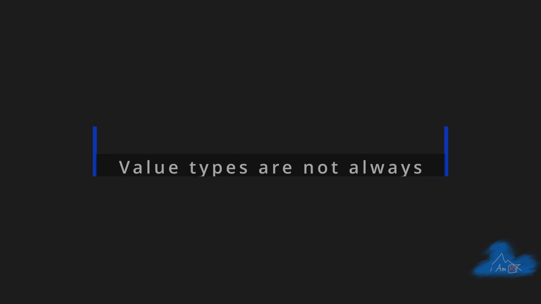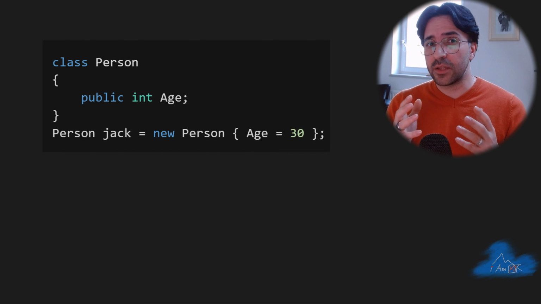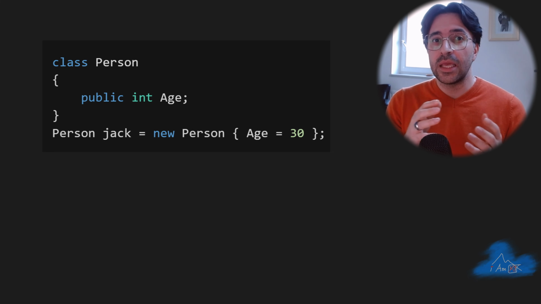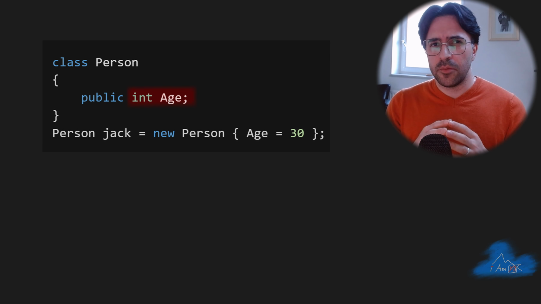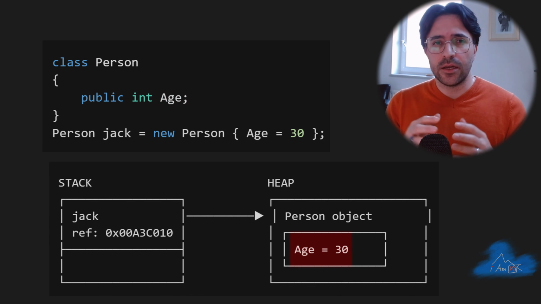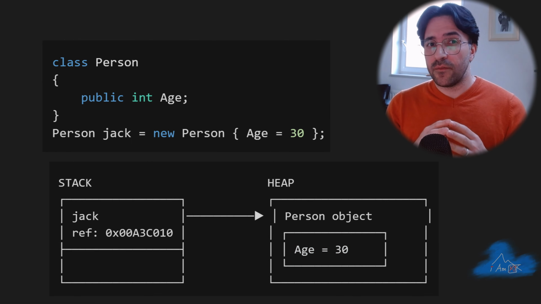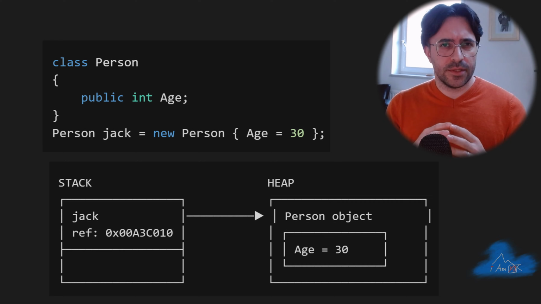Now, here is a part that is not clear to a lot of people. You will often hear value types go on the stack, reference types go on the heap. That's mostly true, but not always. Let's look at the previous example. There was a value type inside a class. As you know, in this example, age is a value type, but because it is inside a class, it lives on the heap, inside the object. So technically it's not correct to say value types always go on the stack.